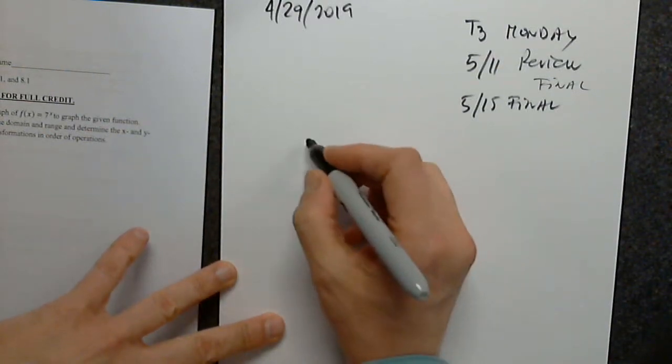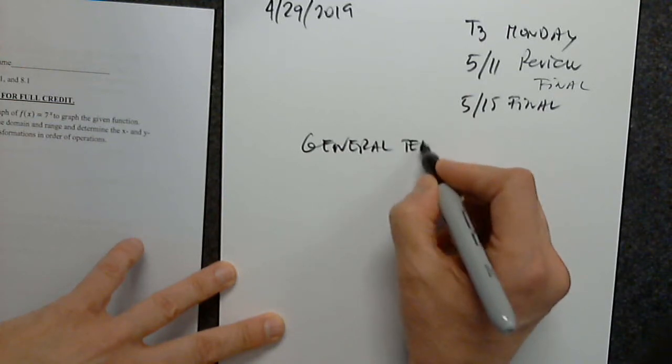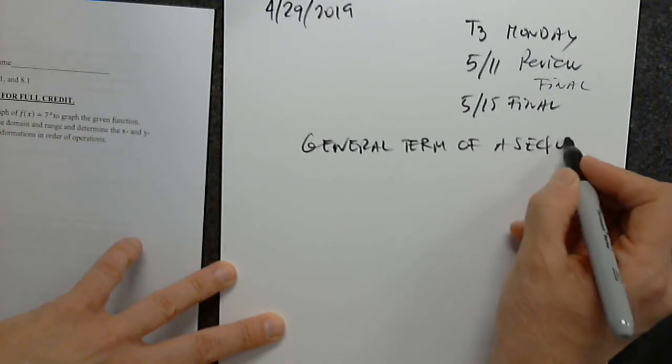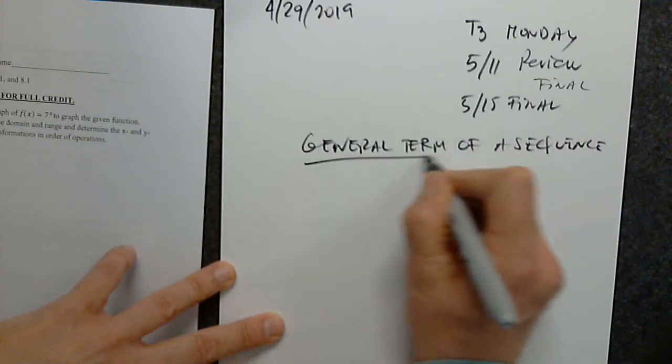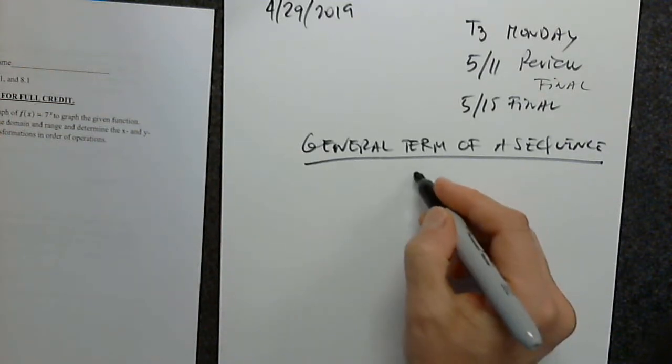So we're going to look at the general term of a sequence. It's still part of 8.1, just two tiny items. So the general term of a sequence is denoted by a_n.